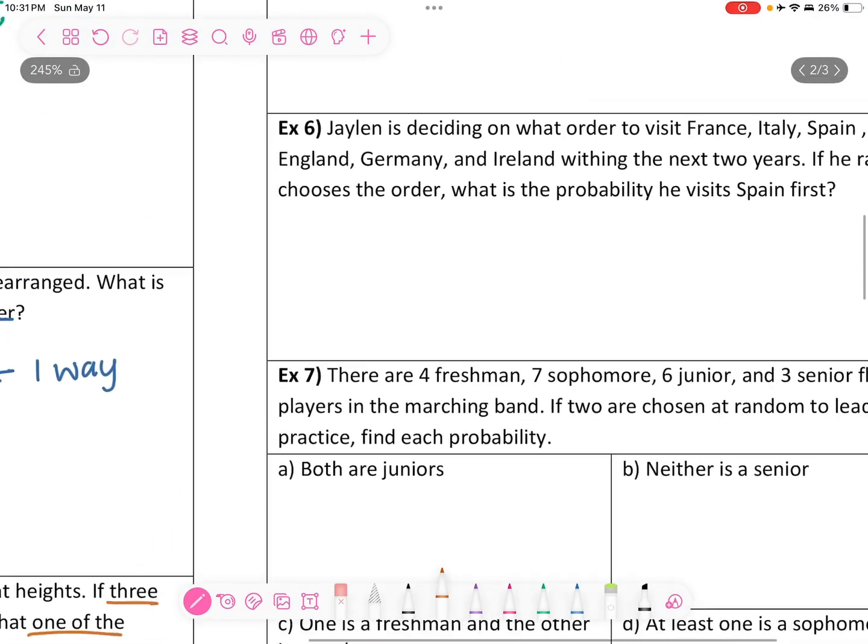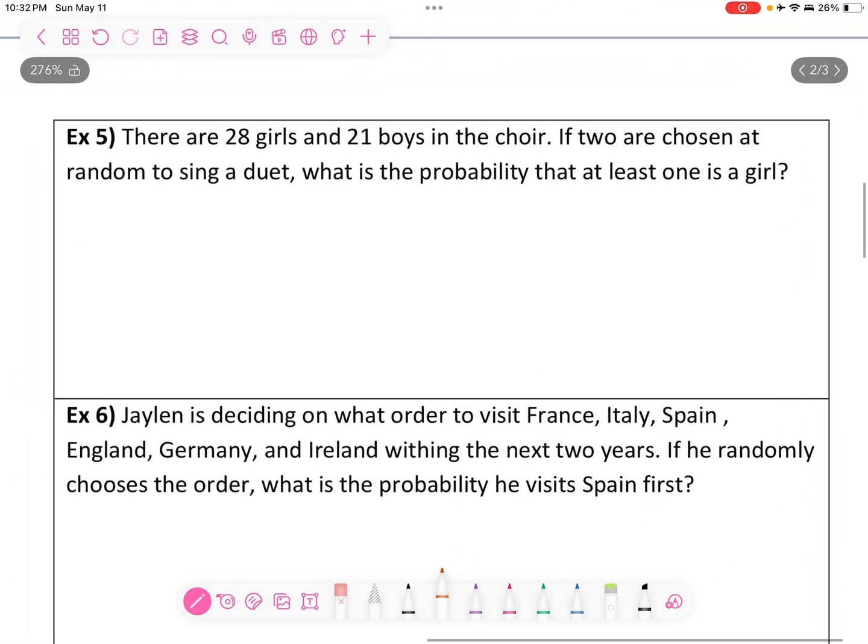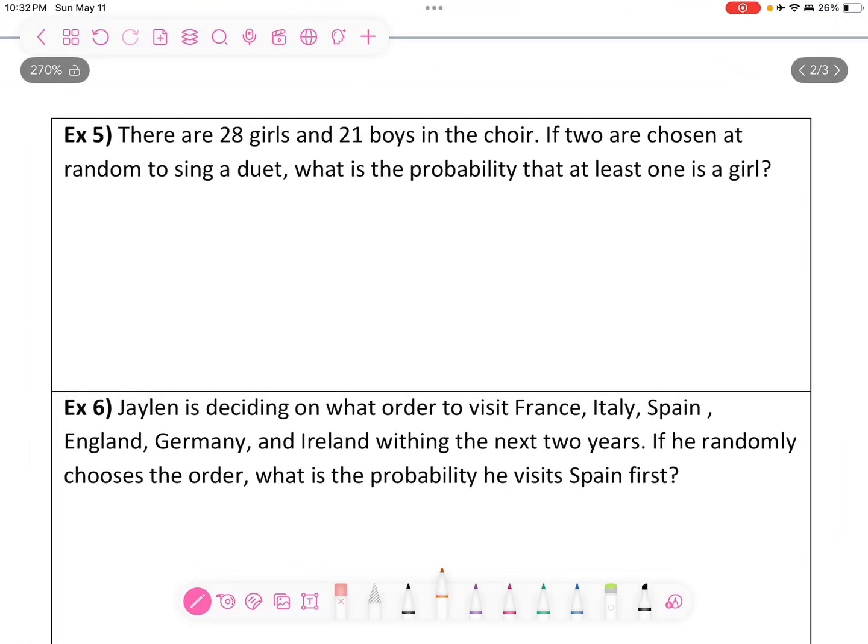Perfect. Okay, let's look at the next one. We're almost done here. Example 5. There are 28 girls and 21 boys in the choir. If 2 are chosen at random to sing a duet, what is the probability that at least one is a girl? Okay, ignoring the probability question, let's look at the scenario. There's 28 girls and 21 boys in choir. If 2 are chosen at random to sing a duet, what is that?